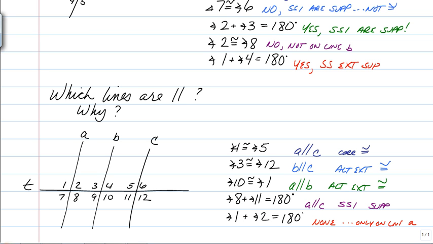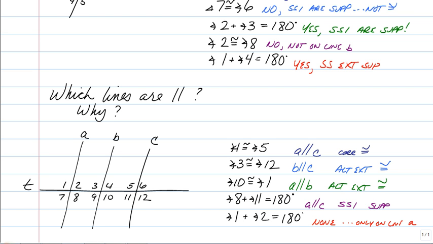10 and 1. They are alternate exterior if you ignore line C. So they are congruent. So your parallel lines are A and B. 8 and 11 are on lines A and C. They are same side interior.